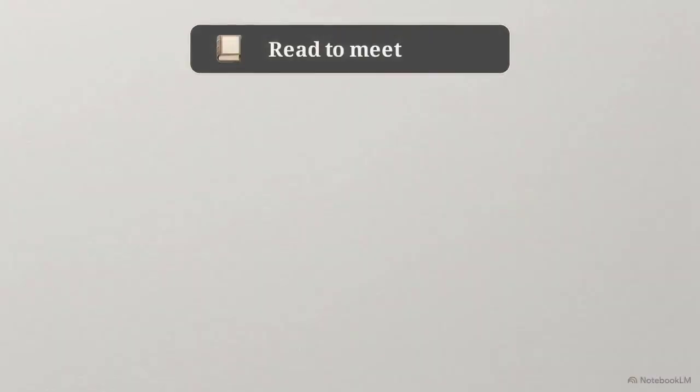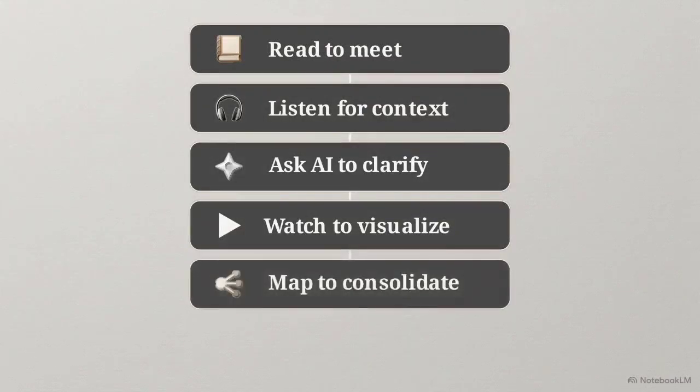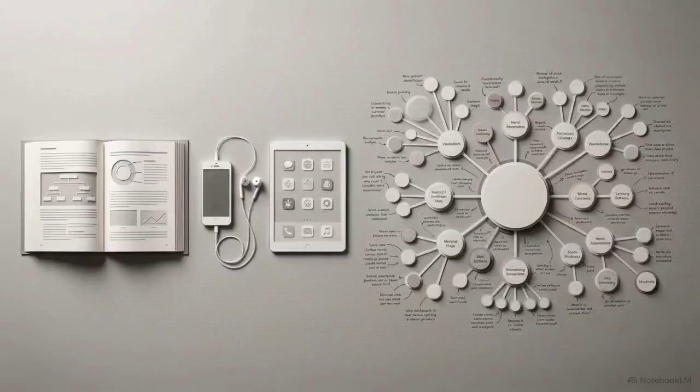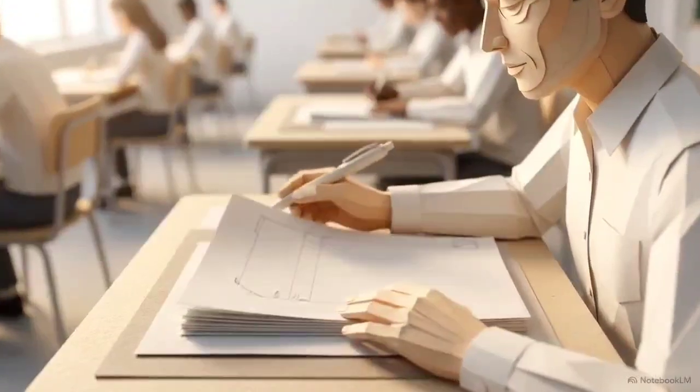Read to meet the material, listen for context, ask AI to clarify, watch to visualize, map to consolidate, revise to retain. None of this works in isolation. Execute the sequence in order, every time. And this will eventually stop feeling like a method. It becomes instinct. And that is what allows you to recall everything perfectly under pressure. Begin Chapter 1.